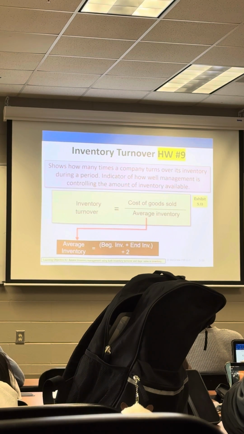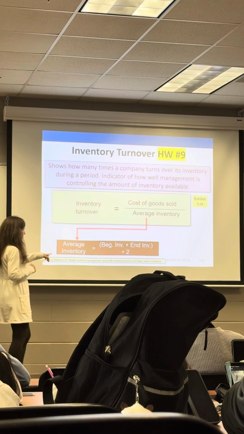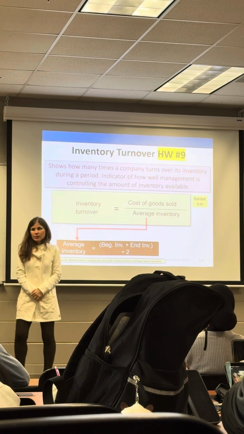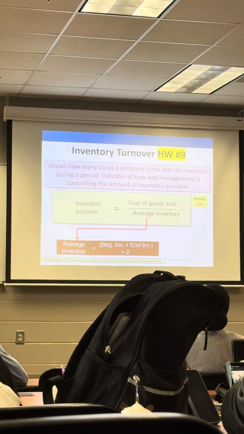And so the formula is cost of goods sold divided by average inventory. To find the average inventory, you're gonna look at the ending inventory for the current year plus the ending inventory for the last year, or beginning inventory plus ending inventory, divided by 2 to get this denominator. So that's one formula that we're gonna use in this homework problem.